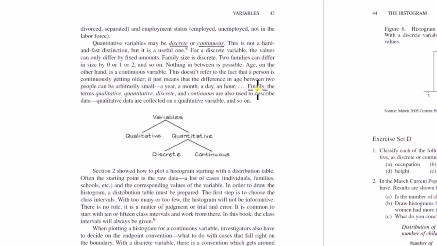But finally, the terms qualitative, quantitative, discrete, and continuous are also used to describe data. Qualitative data are collected on a qualitative variable and so on. So you can have qualitative data, quantitative data, quantitative discrete data. It's just describing the data as a whole. A doctor's office form typically would be both qualitative and quantitative data that's being collected. Okay, so we have variables. Variables are either qualitative or quantitative, and quantitative is further broken down into discrete or continuous.